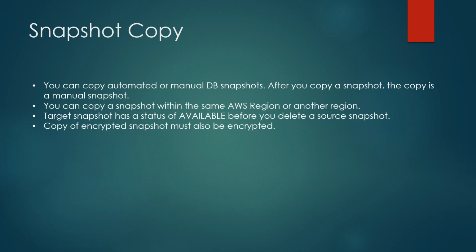You can copy a snapshot that has been encrypted using an AWS KMS encryption key. If you copy an encrypted snapshot, the copy of the snapshot must also be encrypted. If you copy an encrypted snapshot within the same AWS region, you can encrypt the copy with the same KMS key as the original snapshot. But if you are moving it to another AWS region, you cannot use the same KMS key because KMS keys are region specific. Instead, you must specify a KMS key valid in the destination AWS region.